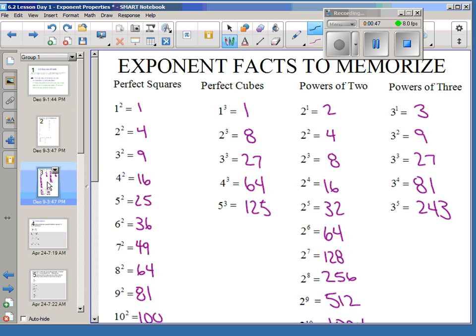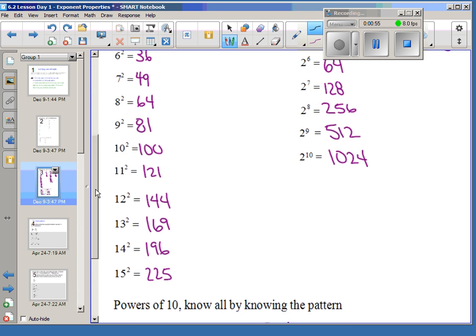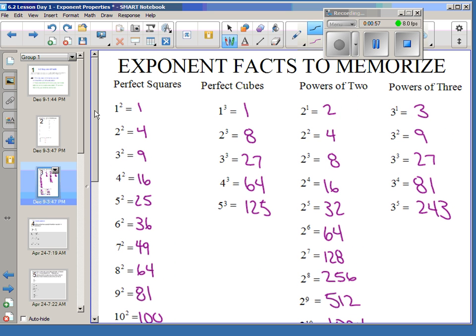All right, just quickly, you should have these numbers in here. It should look something like this. You got all your perfect squares, so 1 through 15, you should have those memorized, all the way up to 225. Perfect cubes, we should know the 1 through 5 perfect cubes, and then some powers of 2s and powers of 3s.